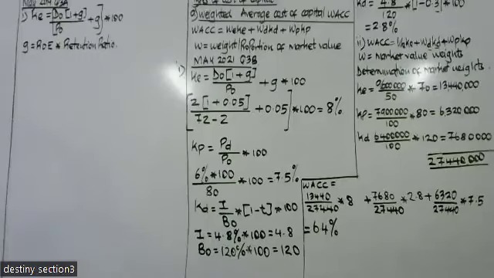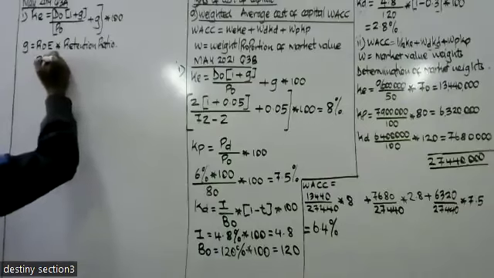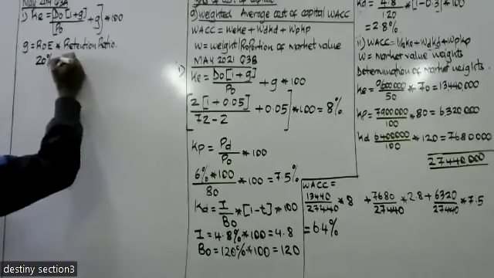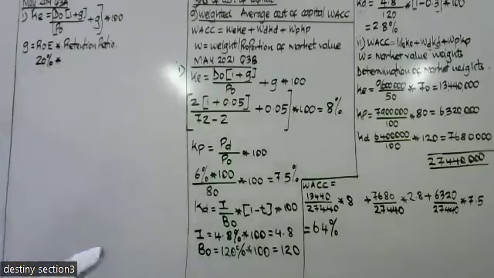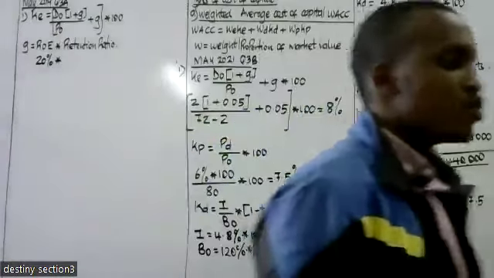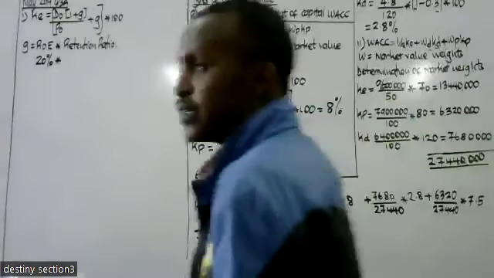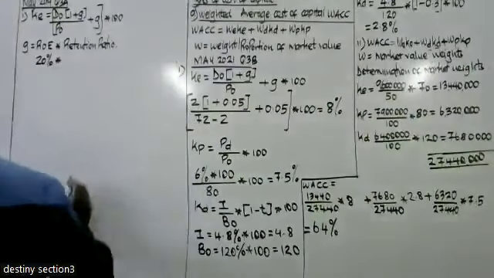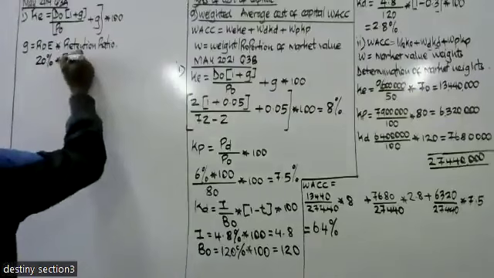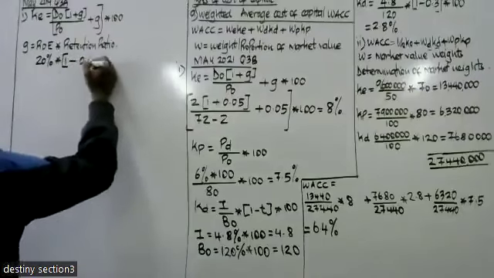Let me show you. Return on equity, they say it is how much? 20%. Times your retention ratio. In this question, they have given us the payout ratio. They have not given us the retention ratio. But the retention ratio is simply 1 minus your payout ratio, which is 60%.